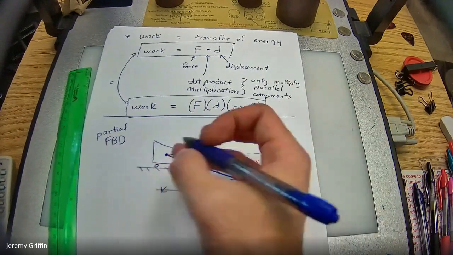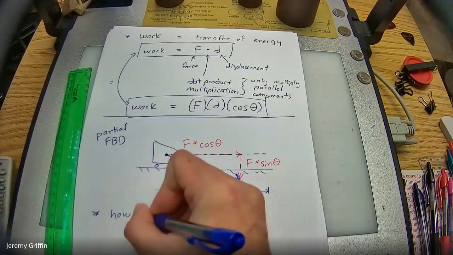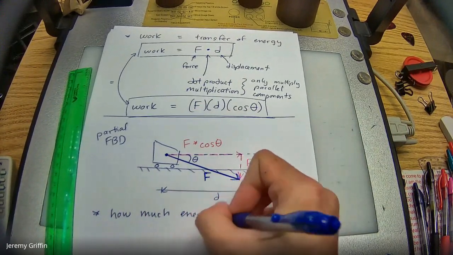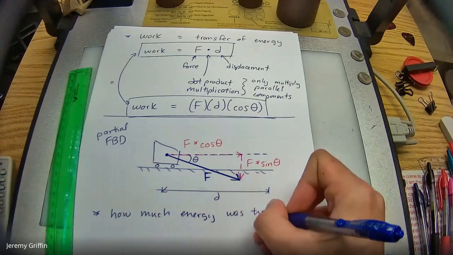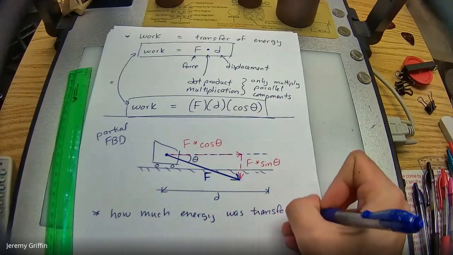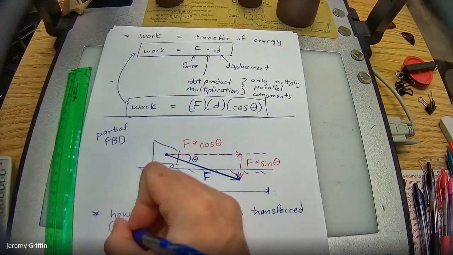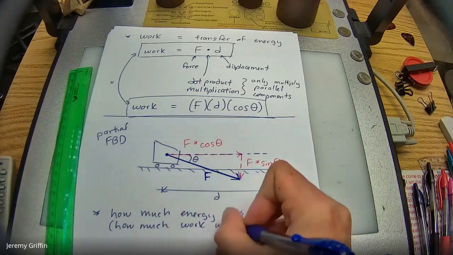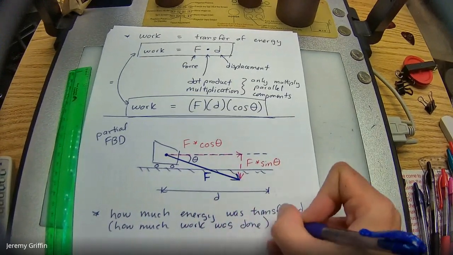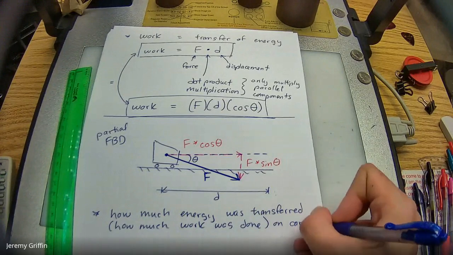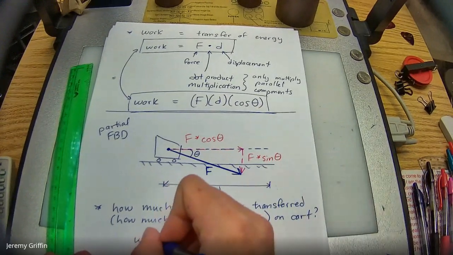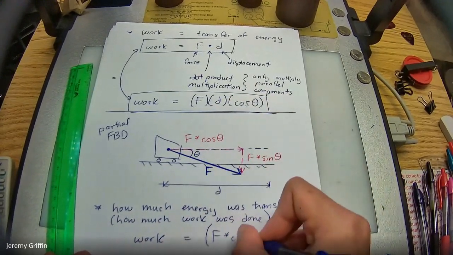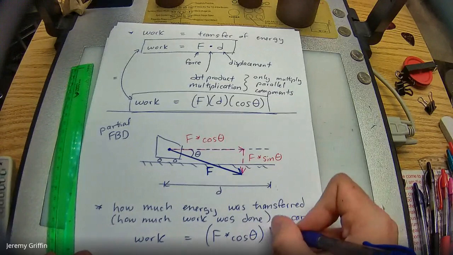So the question is, how much energy was transferred, that's to say, how much work was done on the cart. And you see that work is equal to the cosine component of the force, F cosine theta, all multiplied by the distance that it goes as a result.